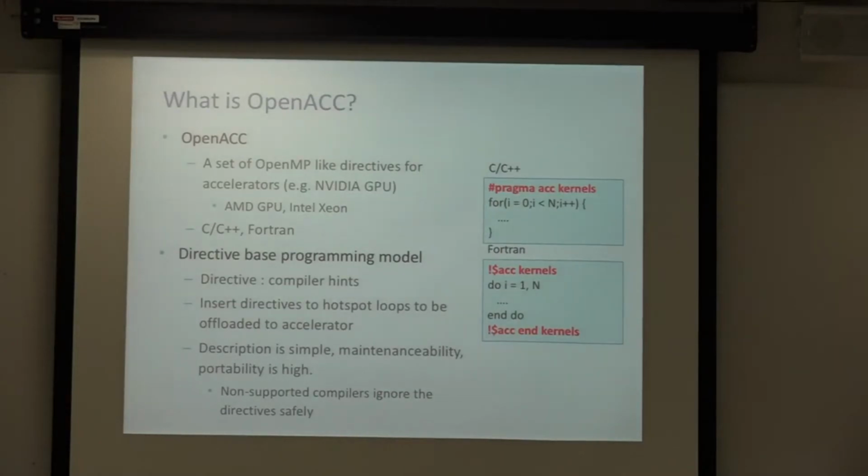OpenACC is a set of OpenMP-like directives for accelerators such as NVIDIA GPUs. AMD GPUs or other many-core processors are also supported. The merits of the directive-based programming model are that the description is simple, maintainability is good, and portability is good. So if you bring an OpenACC program to a non-supported environment, compilers ignore the directives safely.